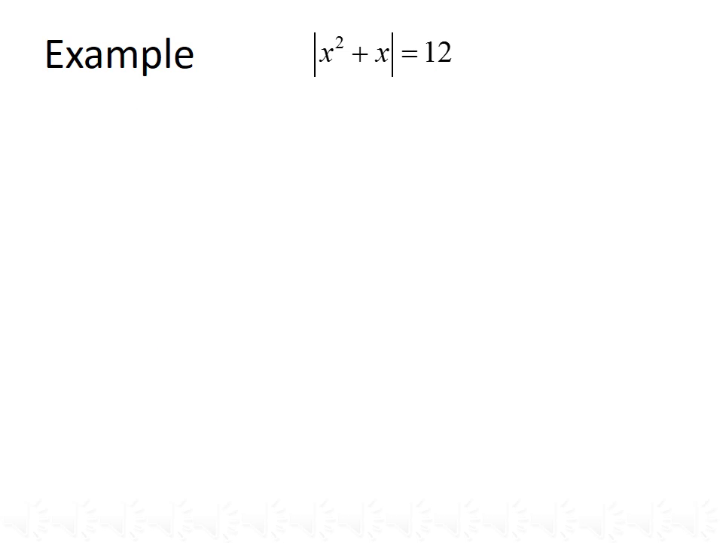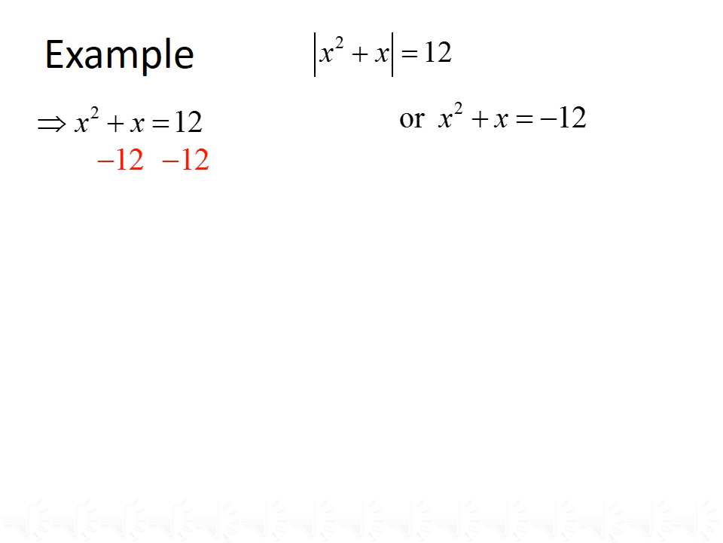Let's look at another example. This time we have the absolute value of x squared plus x is equal to 12. Since the absolute value is already isolated, we can go ahead and split it into two problems, one with a positive 12, one with a negative 12. So we'll have x squared plus x equals 12, or x squared plus x equals negative 12. Let's start with the x squared plus x equals 12 side.